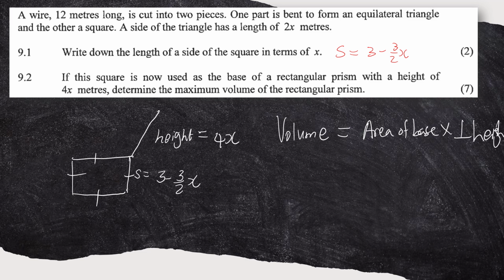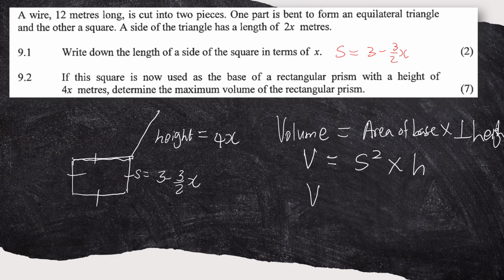Okay, so in this case, volume V, area of base, our base is a square. And what is the area of a square? It is side squared. Okay, times what? It will be times height. Okay, because any volume of any shape, you just say area of base times perpendicular height.